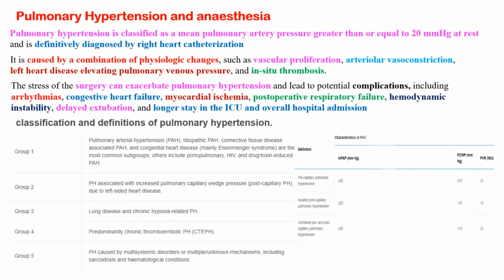And the mean pressure will always be more than 20 in all these cases. But the pulmonary capillary wedge pressure will be changing. It will be more when there is a left-sided pathology, and in isolated pulmonary hypertension and the other conditions it is decreased or normal. So that is how you differentiate between the right side and left side pathology.